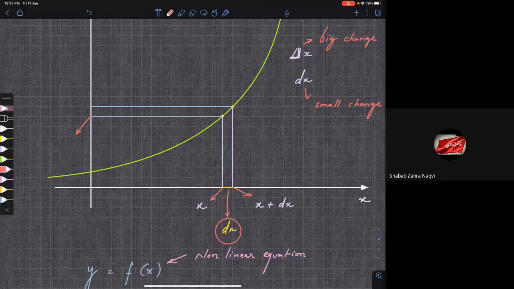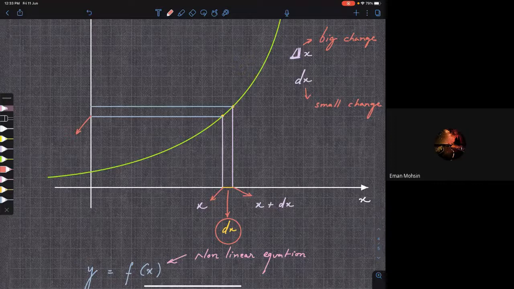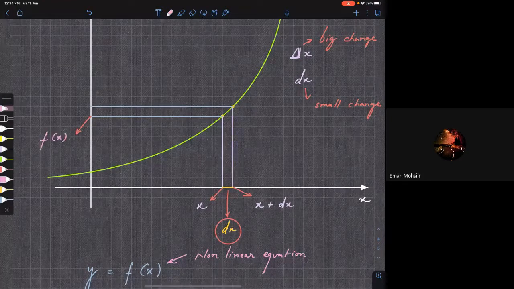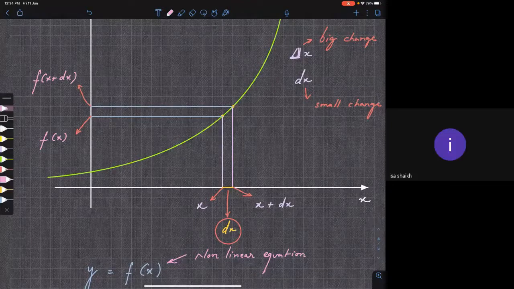What will be this point? If you watch carefully, it is f of x. Correct? And this point will be f of x plus dx. Can you see that? Yes, sir. See, for x it is f of x. For x plus dx it will be f of x plus dx. You are getting my point?